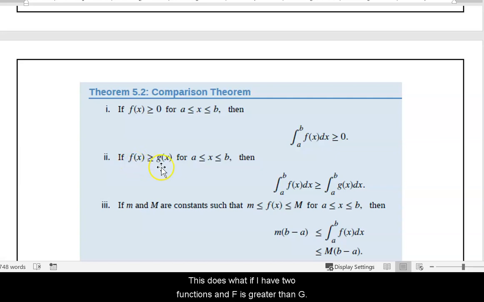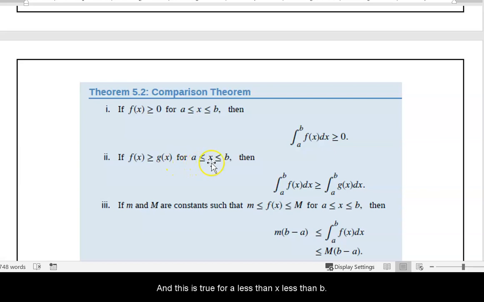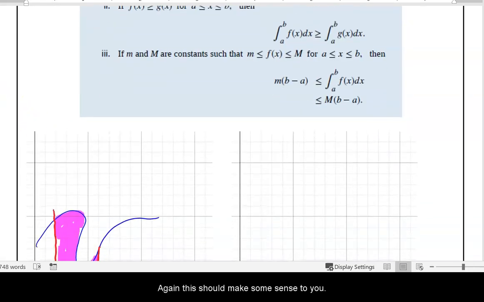This says, what if I have two functions and f is greater than g? It does not say, however, that f and g are above or below the axis, but that the y value for f is always above the y value for g. And this is true for a less than x less than b. Then the area under the f function has to be greater than or equal to the area under the g function. Again, this should make some sense to you.